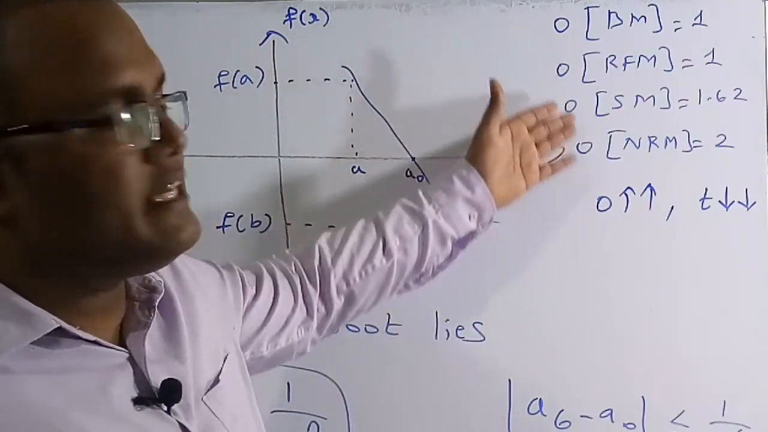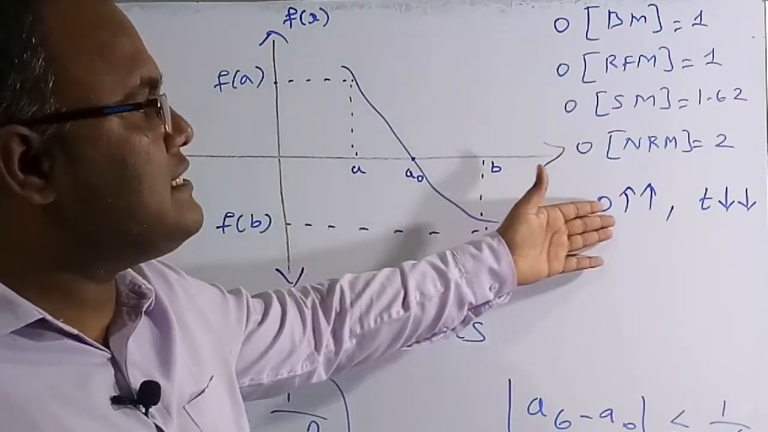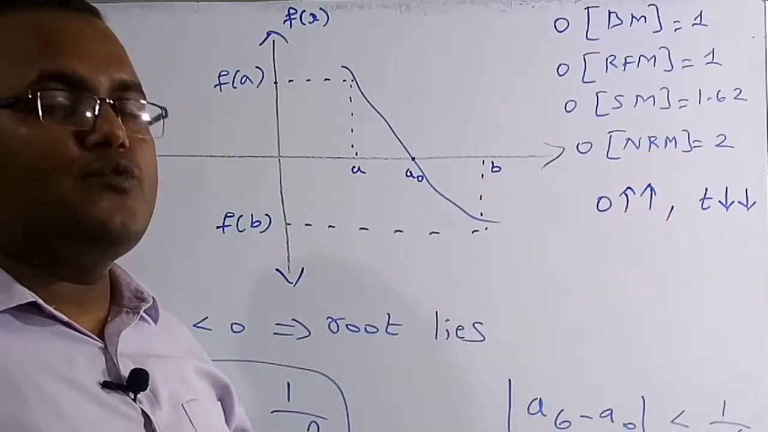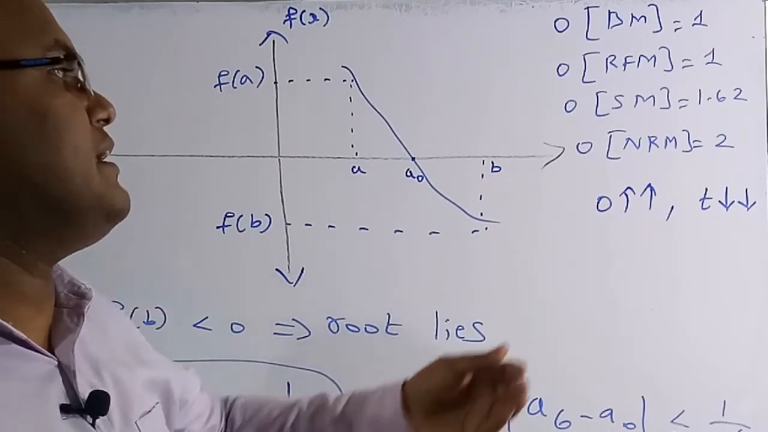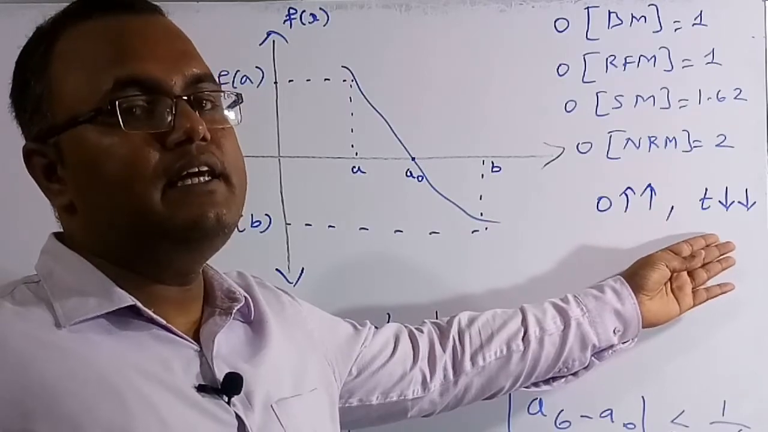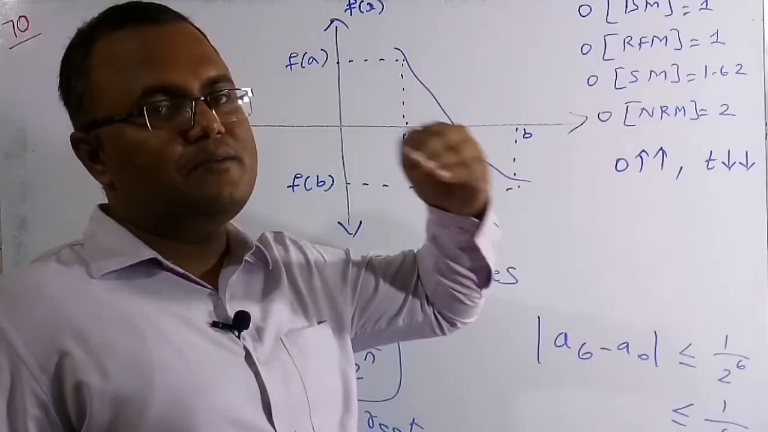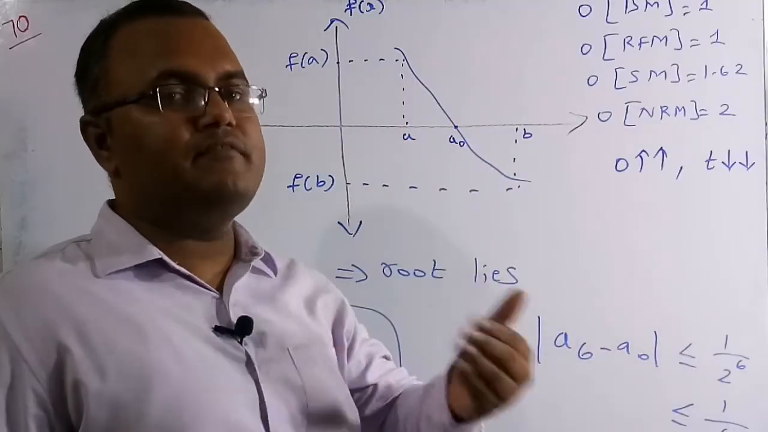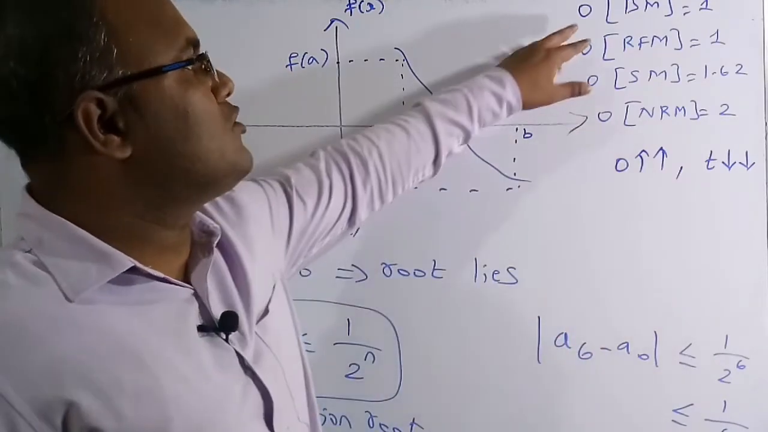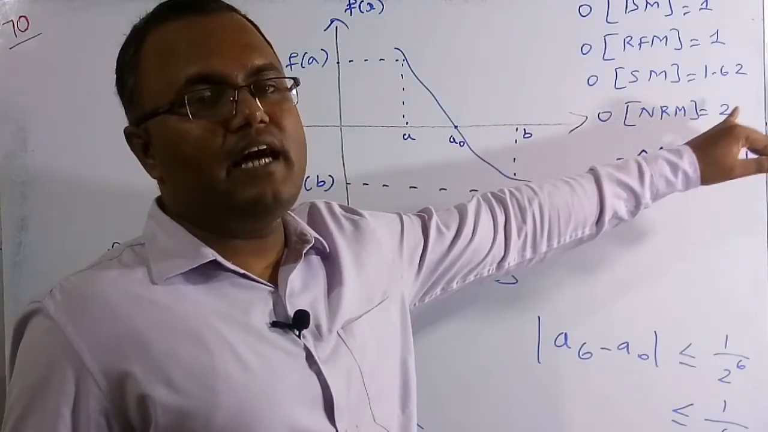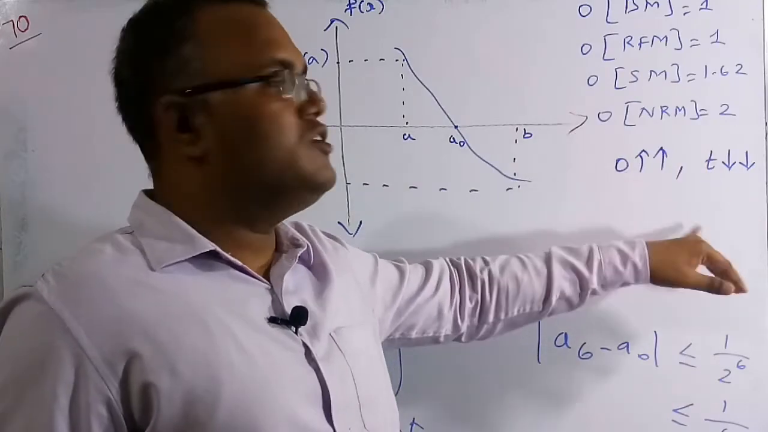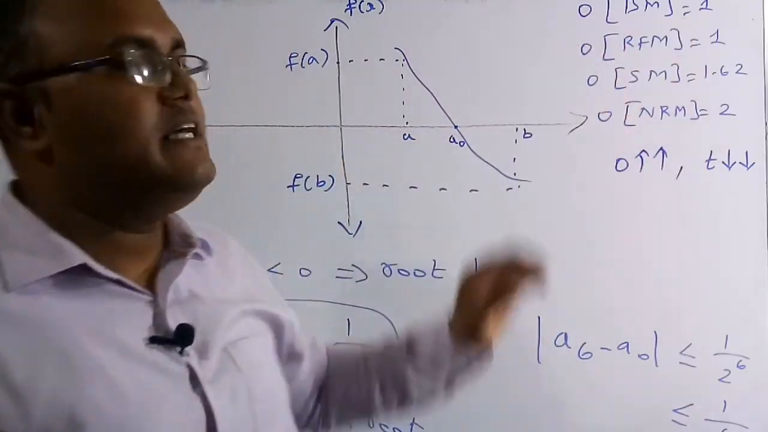As the order of the method increases, the time to get the solution decreases, meaning the number of iterations decreases. So we get the solution in an easier and faster manner. Out of all these methods, the Newton-Raphson method has the highest order, so it gives you the solution in a very fast manner. These are some extra points about each and every method.